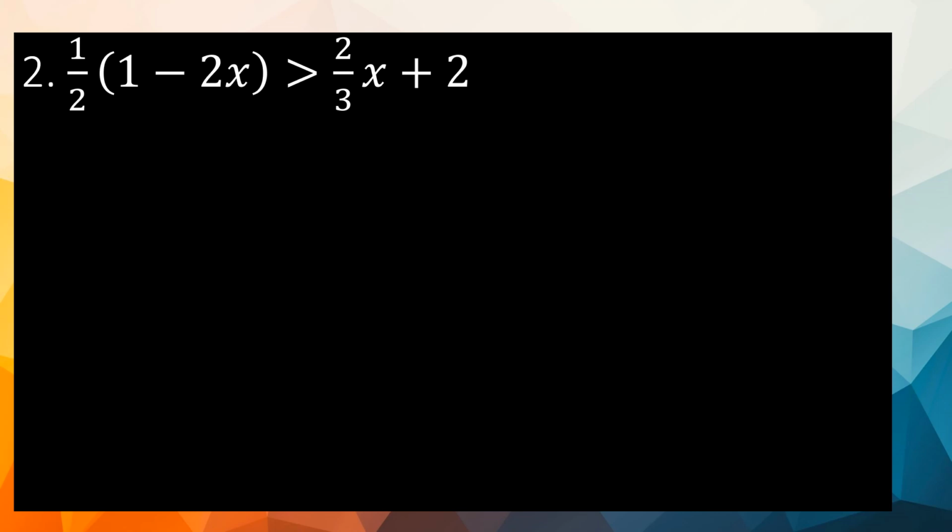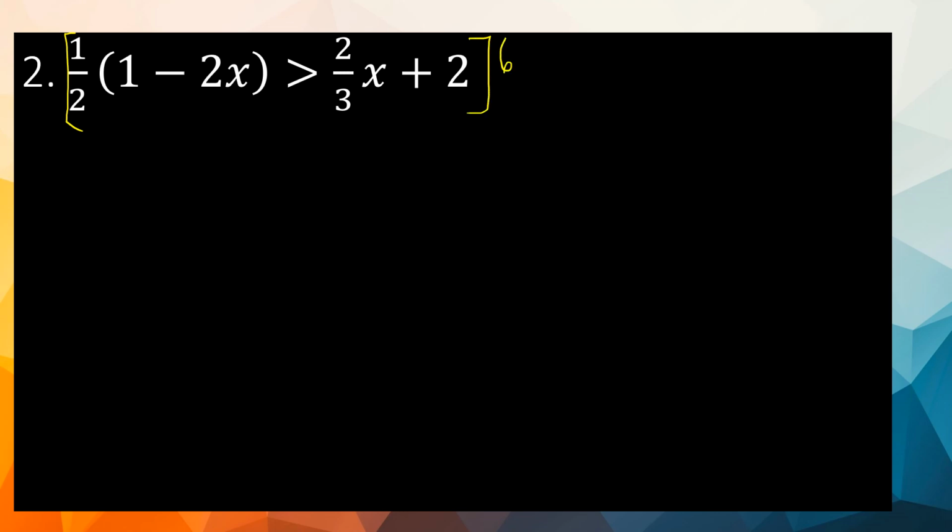Okay, let's have the second example. So this time we have 1/2 times quantity 1 minus 2x is greater than 2/3 x plus 2. So we have fractions here. So we can just solve it straight like this one, or we can multiply it by 6 so that we can cancel out the denominator. Let's do it that way so we don't have fractions anymore.